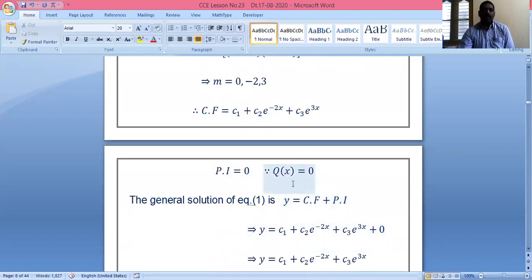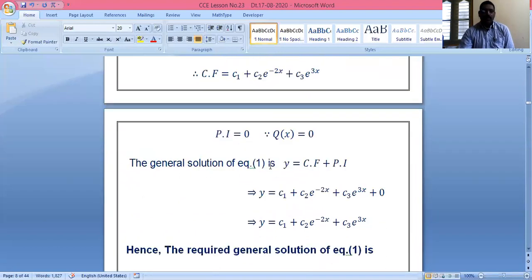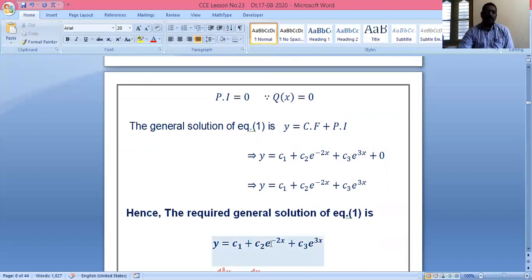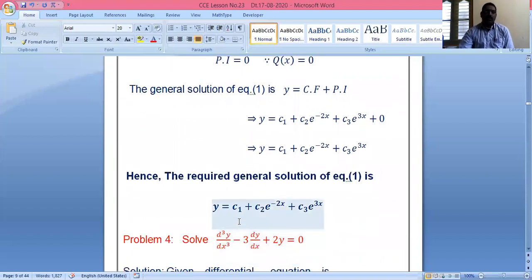Since Q of x is equal to 0, PI is also 0. Therefore, the general solution of equation 1 is y is equal to CF plus PI. That implies y is equal to C1 plus C2 into e power minus 2x plus C3 into e power 3x plus 0. Hence, the required general solution of equation 1 is y is equal to C1 plus C2 into e power minus 2x plus C3 into e power 3x.